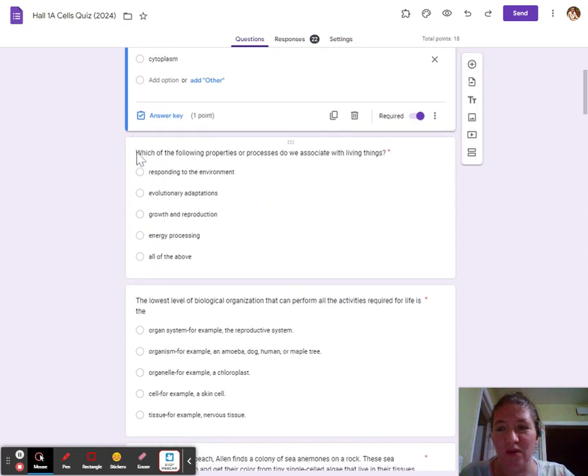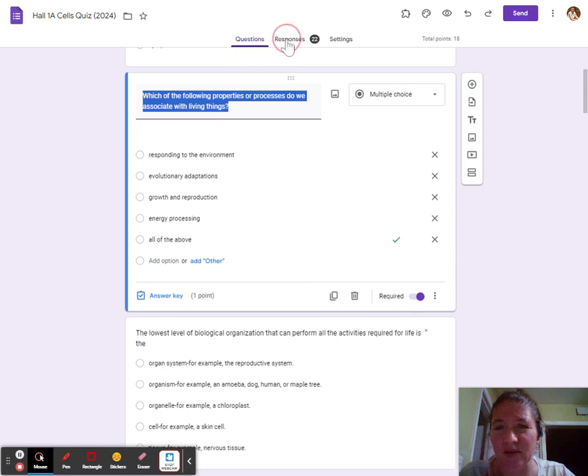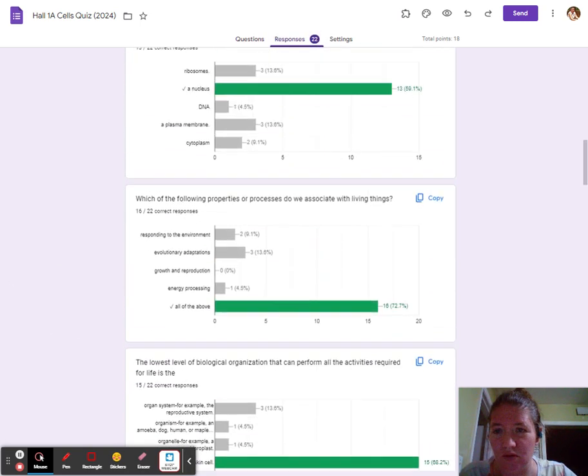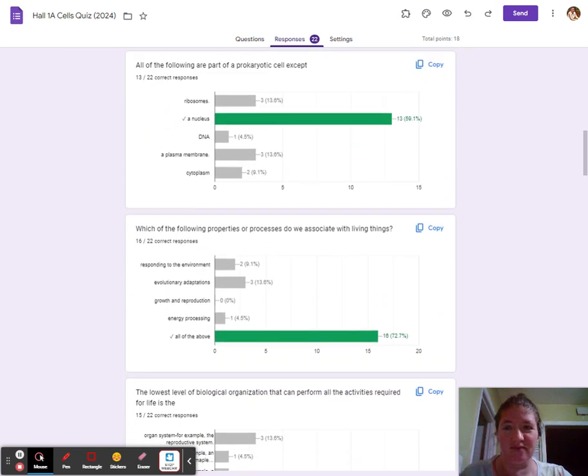Our next one going down is which of the following properties or processes do we associate with living things? Actually, let me see if I can do a different one here. All right, so I'm going to do it on this one so you can see where our correct answer is and the proportions here.